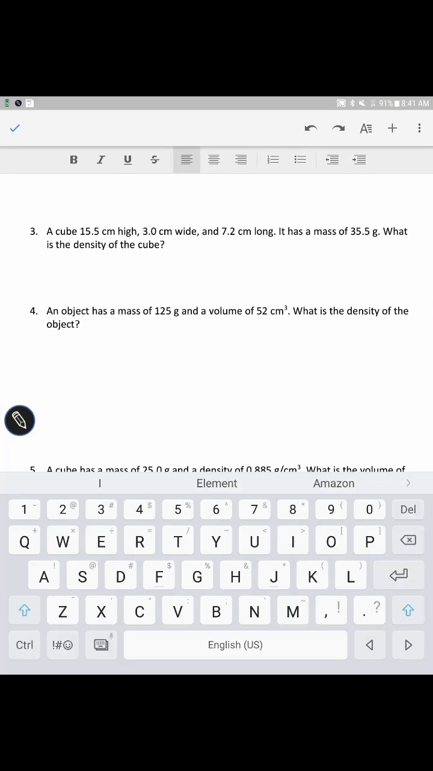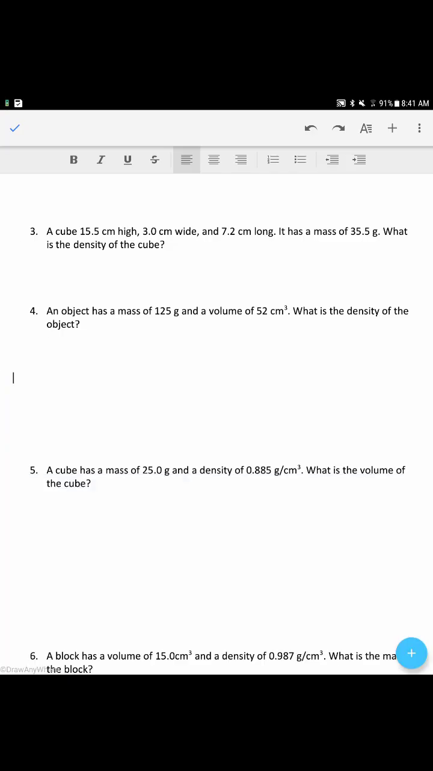Okay, we are going to do some density problems. First one is the basic one, number 4. An object has a mass of 125 grams and a volume of 52 centimeters cubed. Now, 125 grams, that's the mass. 52 centimeters cubed, that's volume. Centimeters cubed is the same as milliliters.